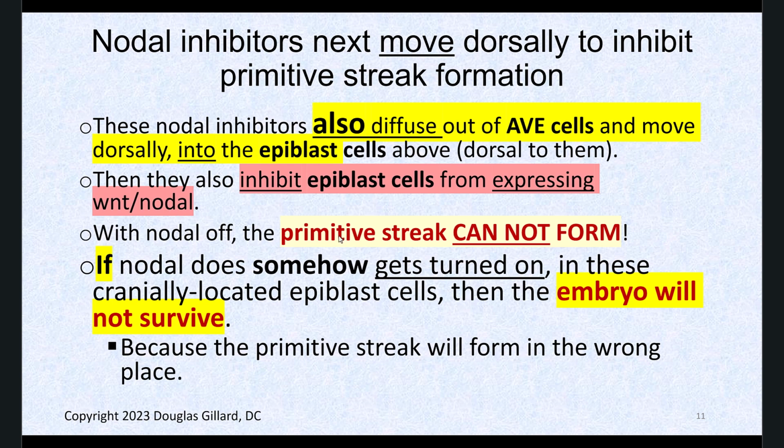And therefore, the primitive streak cannot start there at the cranial part of it, which will be ectoderm at that point. Okay, so it can't start, and that's the whole purpose. If it accidentally starts there, the fetus won't make it. So that's very, very important to survival of the embryo.